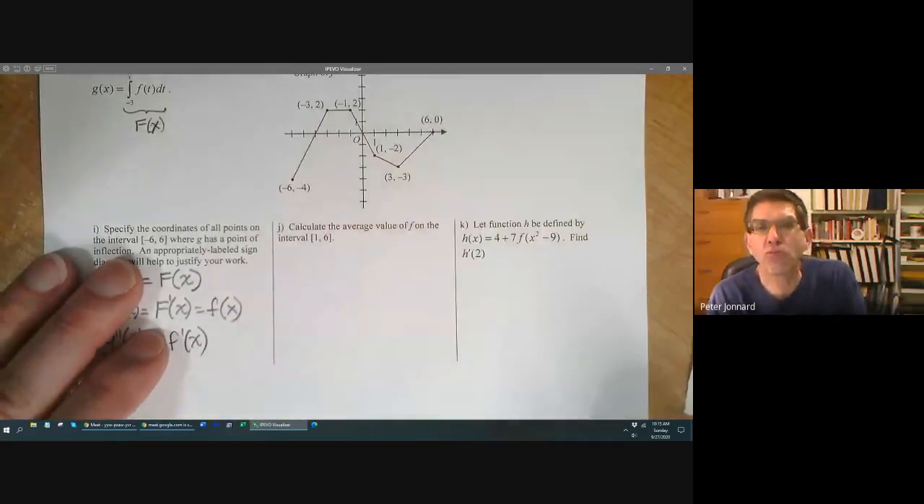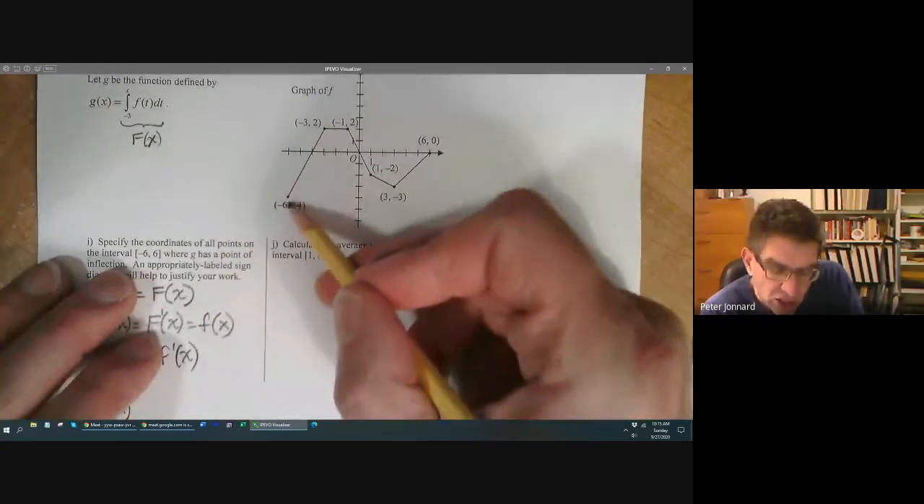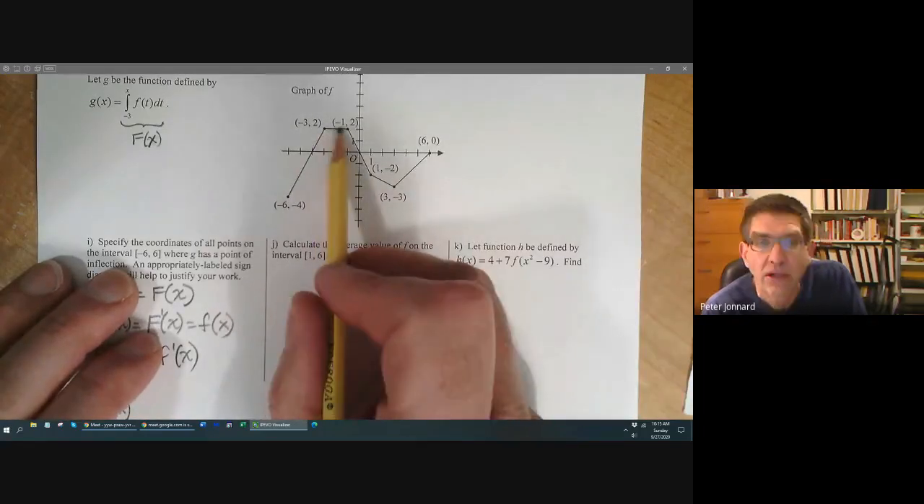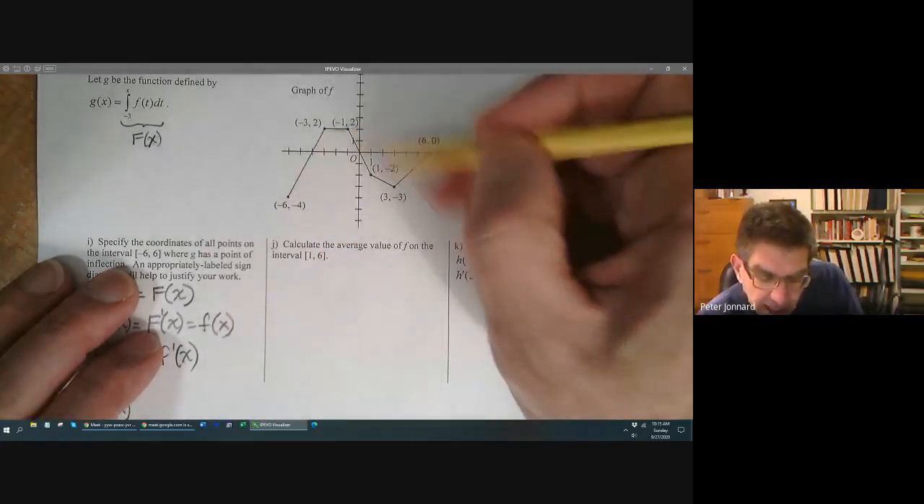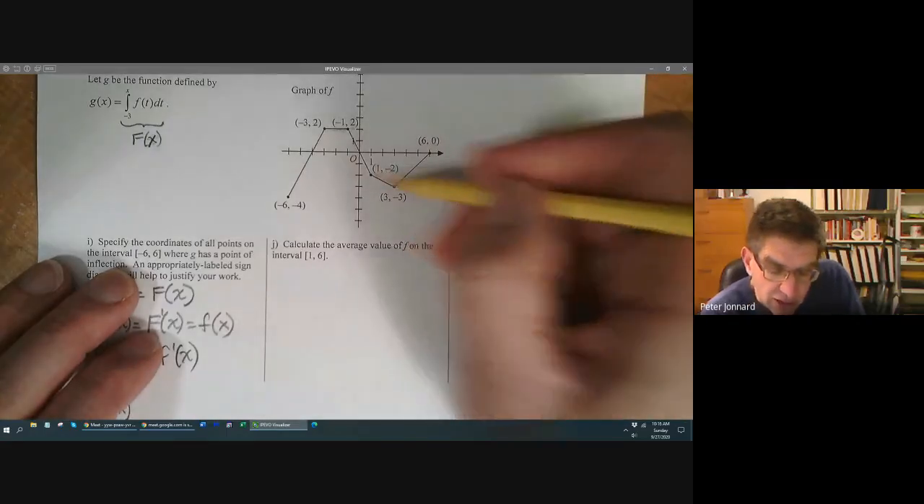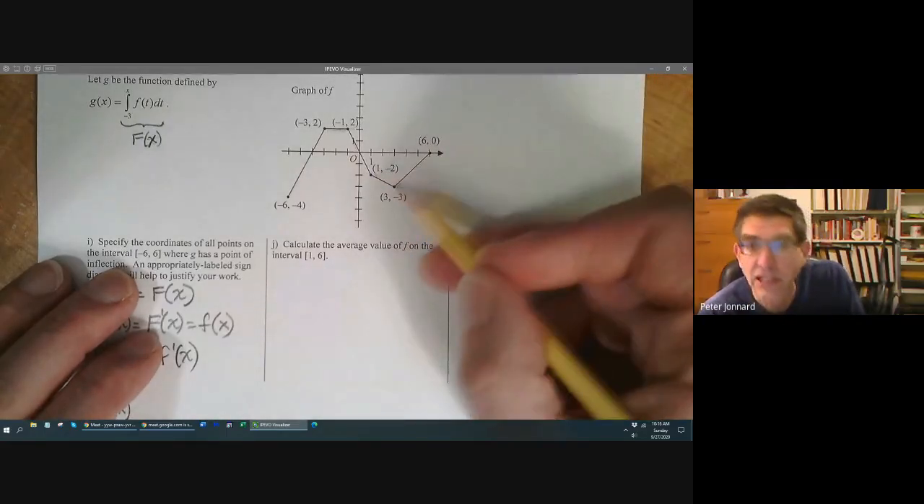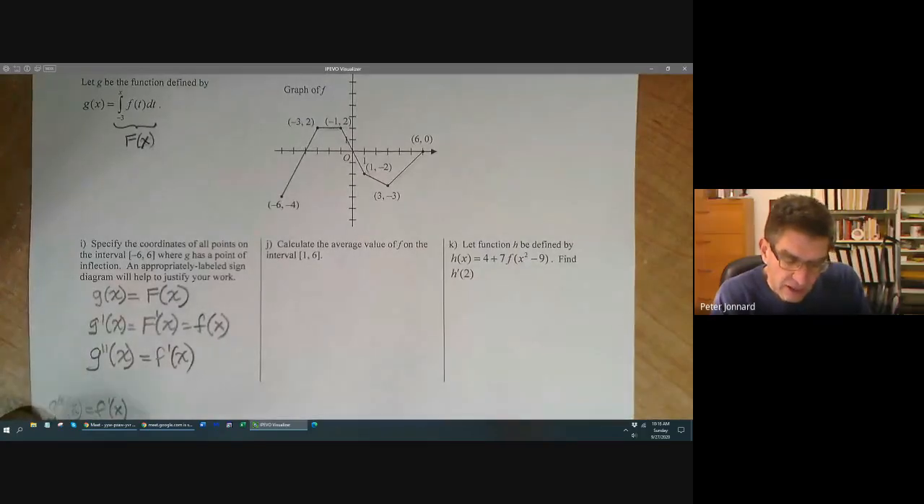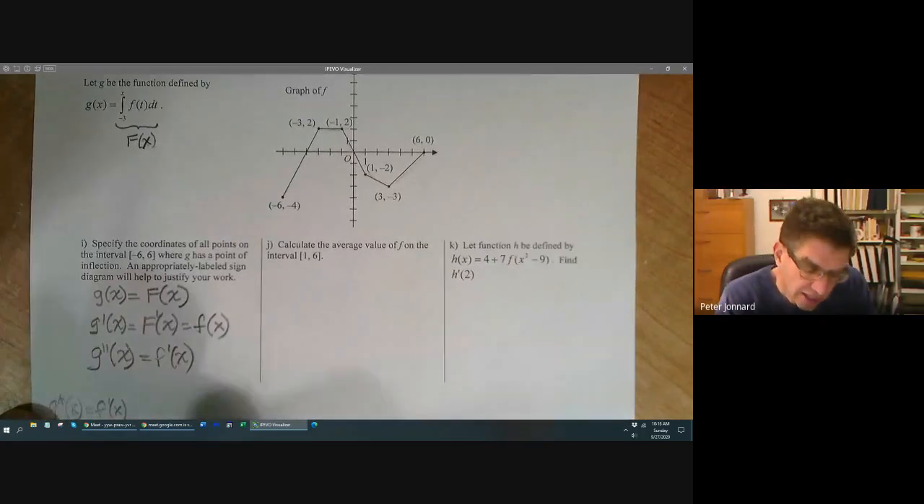Okay, well, that's not too bad because we know that its derivative is positive here. We know its derivative is 0 there. We know its derivative is negative here and negative here, and it is positive here. Okay, and so we're just going to make a sign diagram here of what we see.